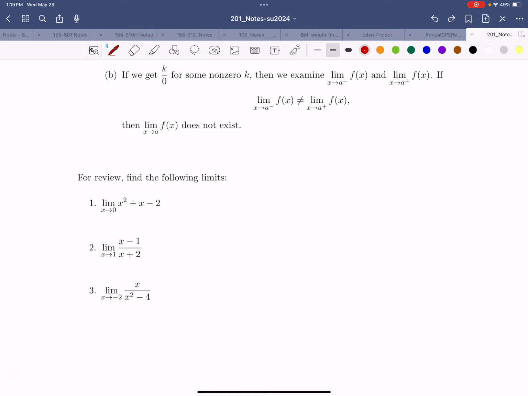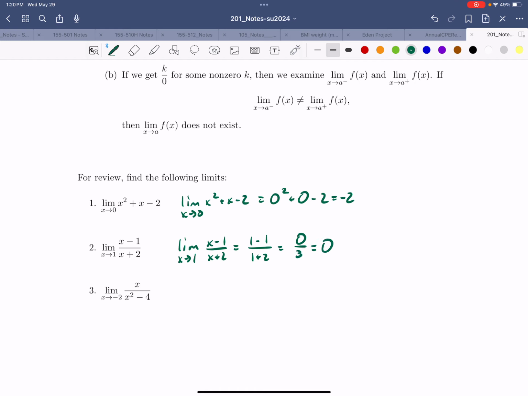Let's look at some basic stuff. For number 1, limit as x approaches 0 of x squared plus x plus 2. And actually, we'll switch to green. So, no tricks here. We're just going to plug in 0. Done. All right, that's it. That's all we do. So the next one shouldn't take too much longer. Right, we just have 1 minus 1 over 1 plus 2, and that's 0 over 3, which is 0. Note that 0 in the top is fine. It's 0 in the bottom that's always the problem.